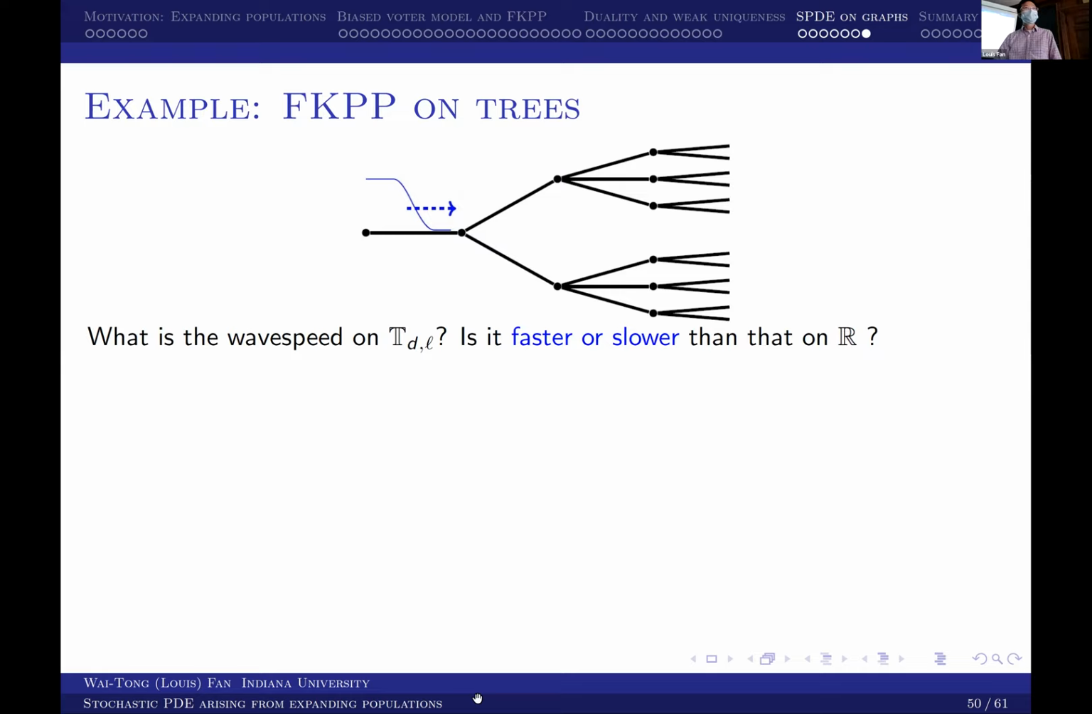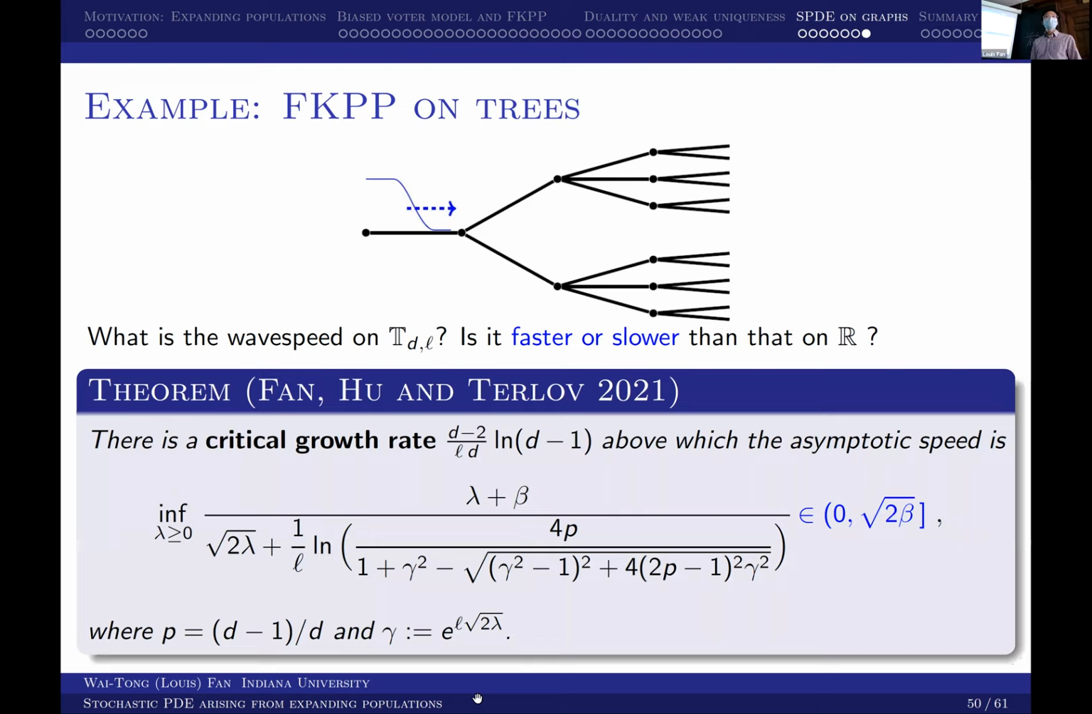So yeah, the question is, what is the speed? One funny thing we found, in contrast to FKPP on the real line, is that there is a critical growth rate below which we don't see a linear wave. For FKPP on the real line, as long as beta is positive, we get a wave. But not the case here. We need beta to be bigger than some critical value. Otherwise, it gets spread out and spread out. So the wave dies out and it's more like diffusion. It decays, dissipates.